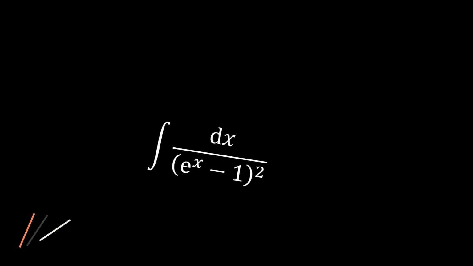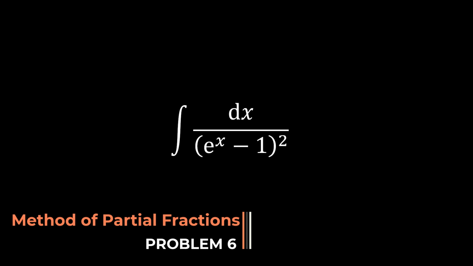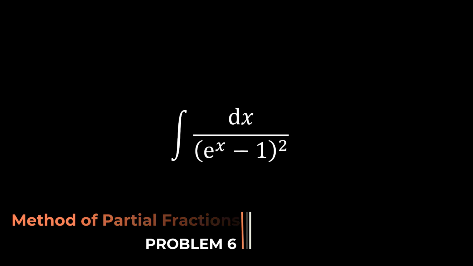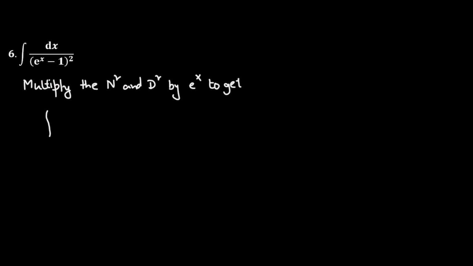Problem number 6. Find the integration of dx over (e raised to the power of x minus 1) whole squared. Before delving into this problem, we're going to multiply the numerator and denominator by e raised to the power of x to get the integration of e raised to the power of x dx divided by e raised to the power of x times (e raised to the power of x minus 1) whole squared. So let this be equation number 1.